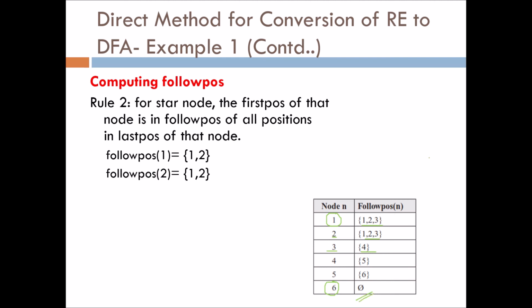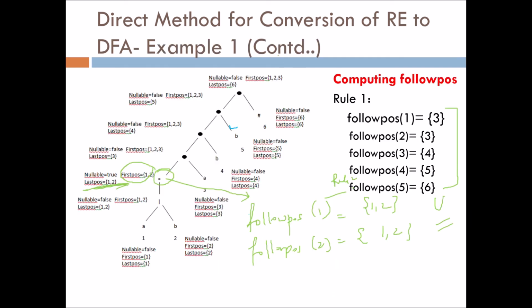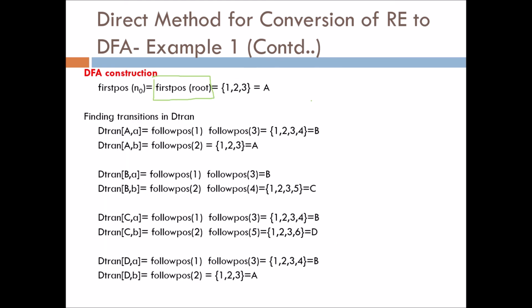Okay, now we have computed the firstpos, lastpos, nullable and followpos values. We will now use these values and do the transitions. So we start the process of transitions and construction of the DFA by considering the firstpos value of the root node. If you go to the tree here, this is my root node, and the firstpos value is 1, 2, 3.